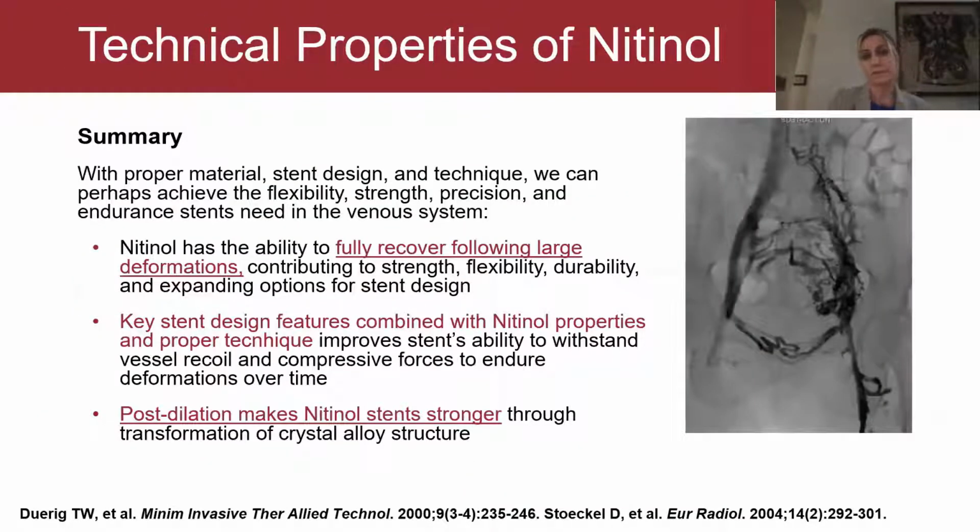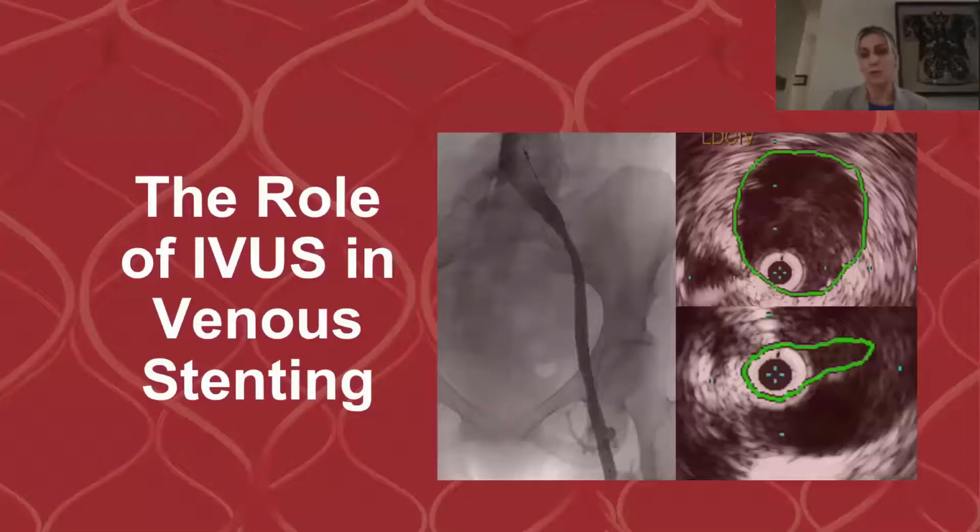So in summary, with proper technique, material, and stent design, we can hopefully achieve an ideal venous stent, and hopefully we are well on our way with the stents that are on or coming to the market. And I think that nitinol is an ideal choice to help us get there. We are also going to discuss, and kind of turn topics here, the role of IVUS in venous stenting.